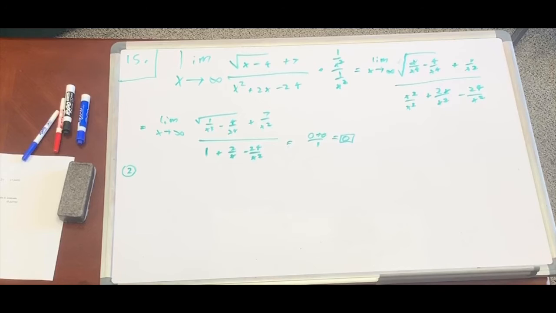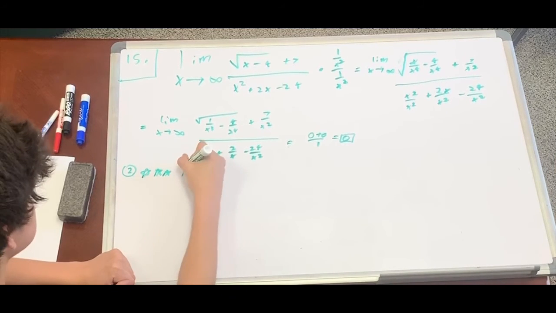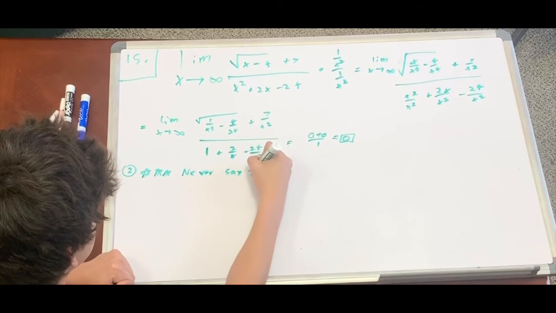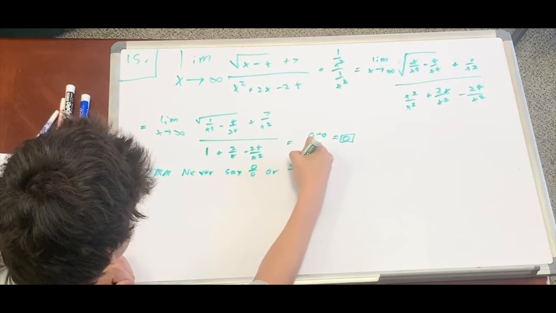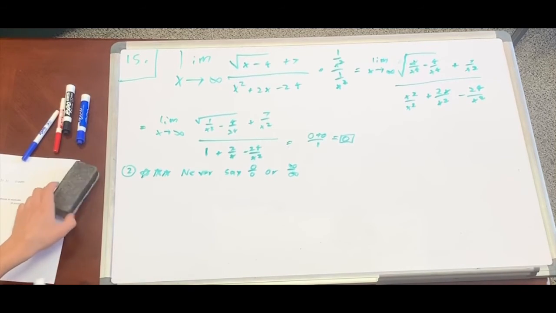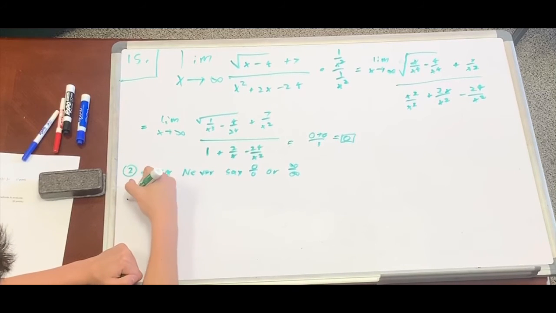So basically with L'Hopital's, I'm going to start this. Just never say 0 over 0 or infinity over infinity, because that is an indeterminate form and it can only be expressed as a limit. So that's why you have to do it as a limit. The limit as x goes to infinity.